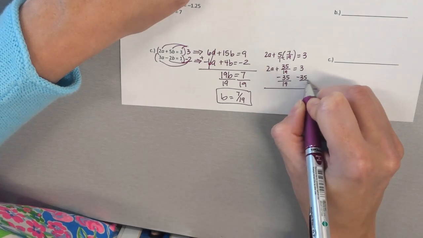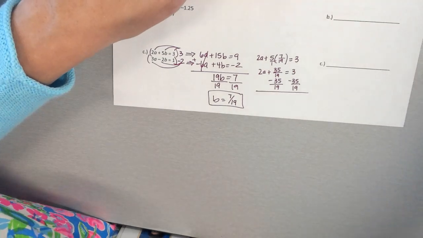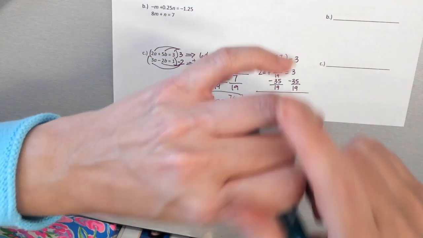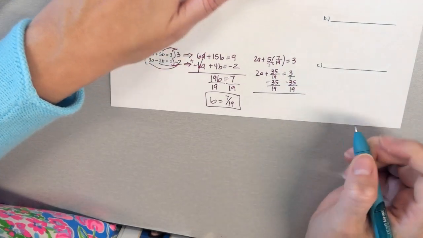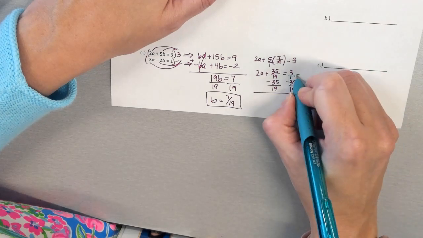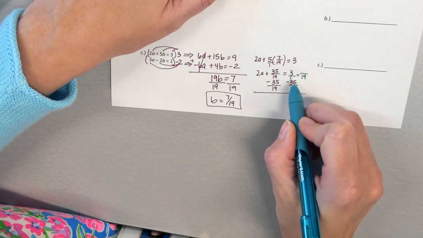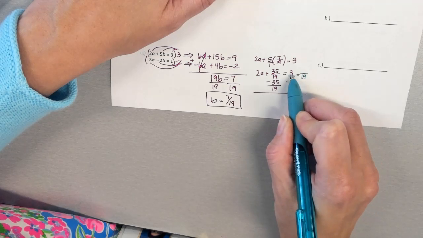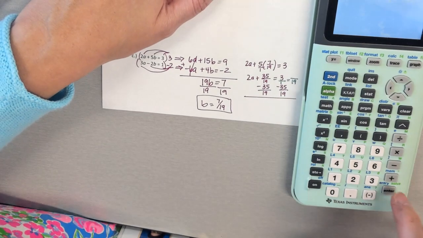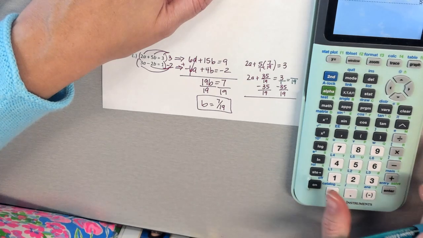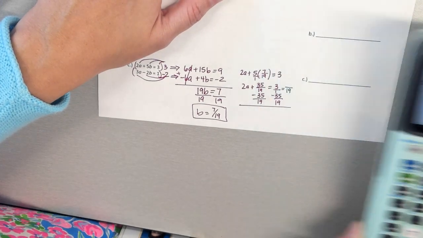And I think this is where some of us forget things. How do you get a common denominator? If this is 3 over 1, what do you want your denominator to be? Yep. So you're going to multiply both by 19. 1 times 19 is 19. 3 times 19, you will have your calculator with you. You should get 57. Okay?